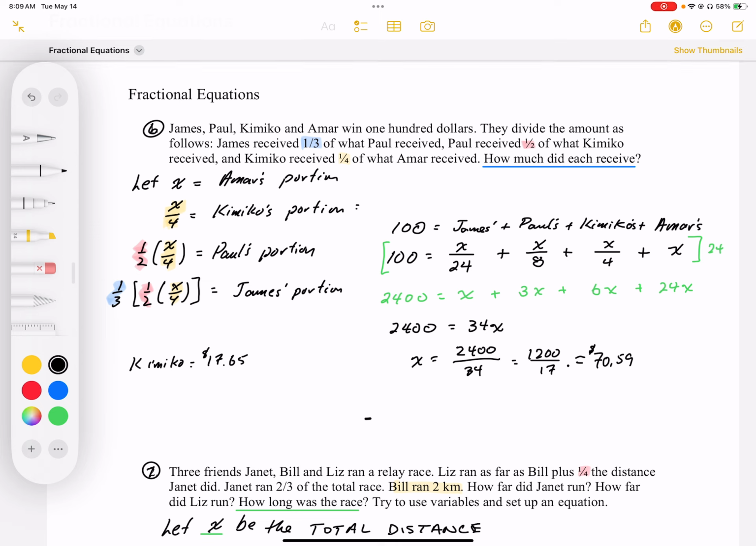Okay, Paul, his portion works out to be $8.82. And James's portion works out to be $2.94.